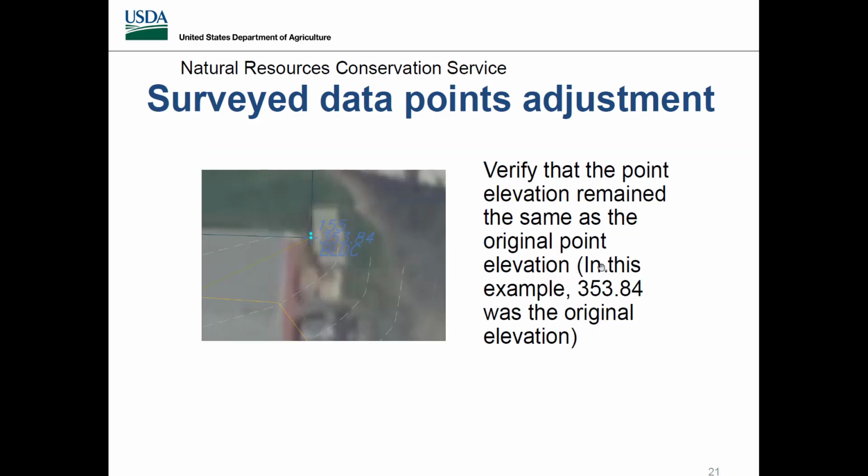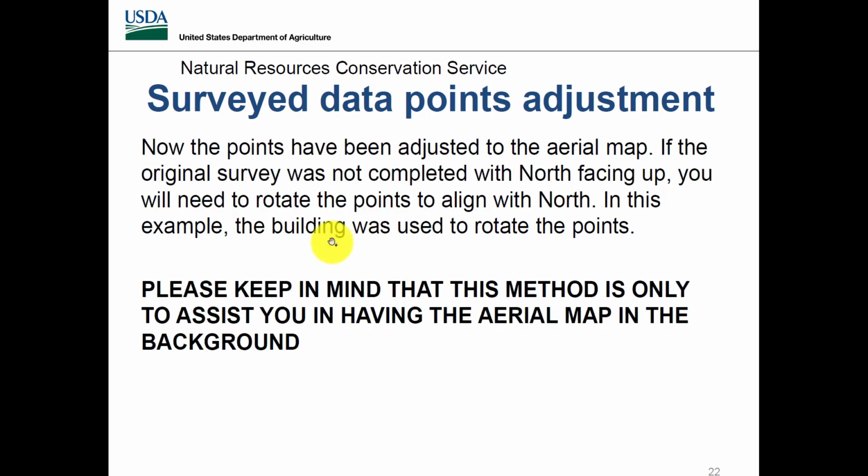Verify that the point elevation remained the same as the original point elevation. In this example, 353.84 was the original elevation, so we're just verifying that it was 353.84 here. Now that the points have been adjusted to the aerial map, if the original survey was not completed with north facing up, you'll need to rotate the points to align with north. In this example, the building was used to rotate the points.